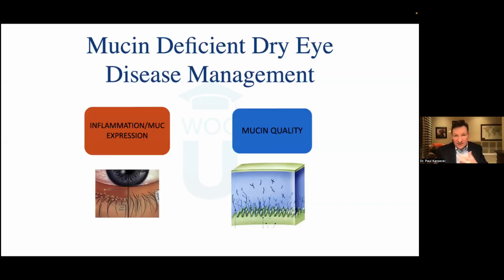But just to round things off in the last 5 minutes before I take some questions here, there is a mucin deficient form of dry eye, noted by conjunctival staining. There's a good example.